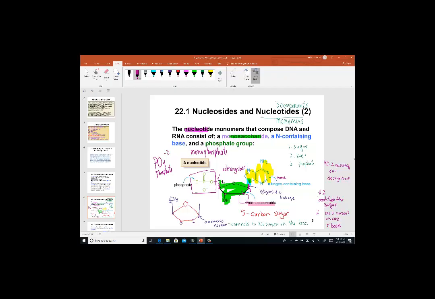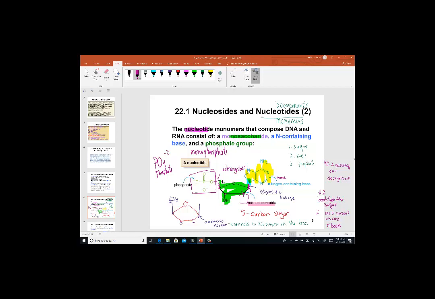If this structure were identical, but contained an OH here at carbon number 2, then this would be a building block of RNA, because the sugar now would be ribose. So there's the identity, the big picture of a nucleotide.